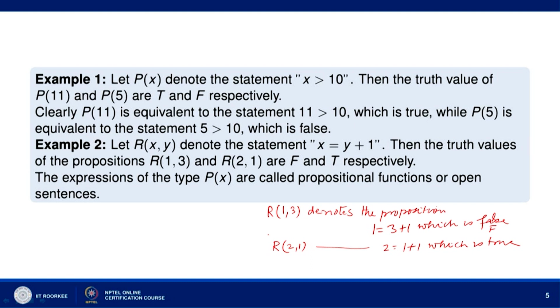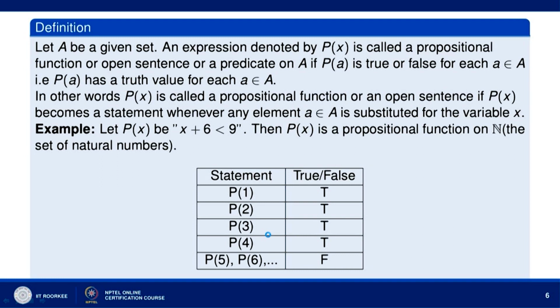The expressions of the type p(x) are called propositional functions or open sentences. Let A be a given set. An expression denoted by p(x) is called a propositional function or open sentence or a predicate on A if p(a) is true or false for each a belonging to A. That is, p(a) has a truth value for each a belonging to A. In other words, p(x) is called a propositional function on A if p(x) becomes a statement whenever any element a belonging to A is substituted for the variable x.